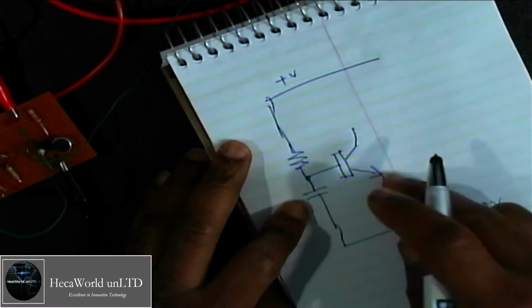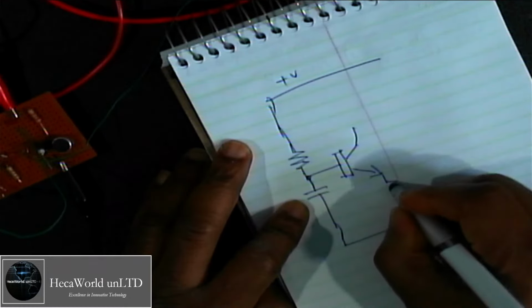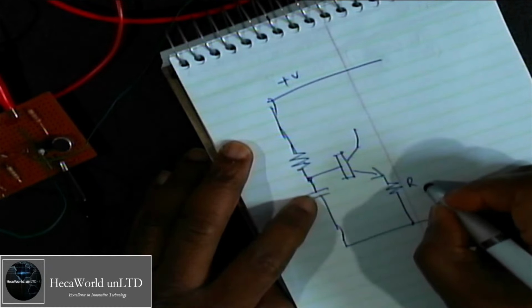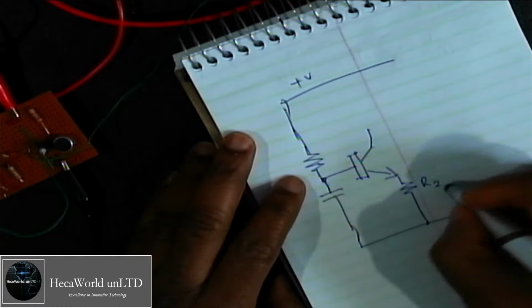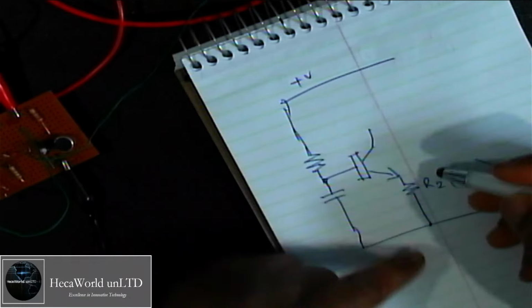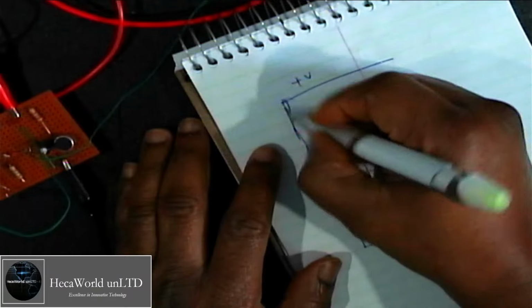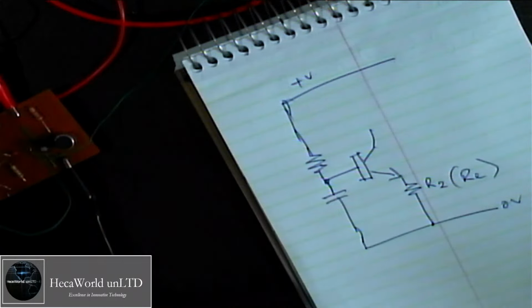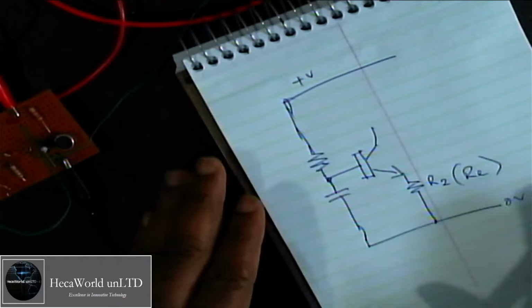Now on the emitter circuit, you can also use a resistor. You can call this RE, or in our case we're going to call it maybe R2. You can also call it RE, emitter resistor. It's for temperature stability. Now I'm going to leave some space here because I want to use the same circuit diagram to design the entire system. So this will be an amplifier.